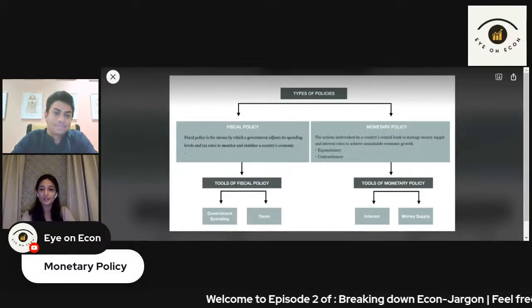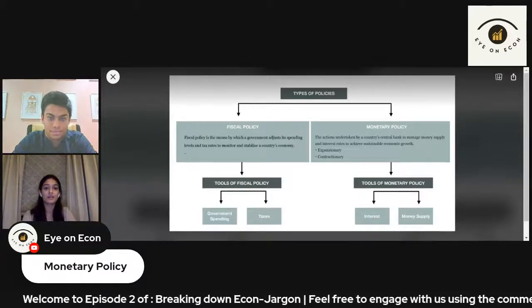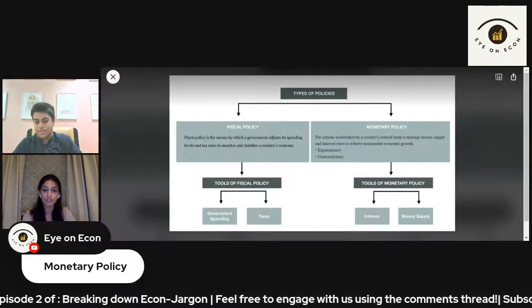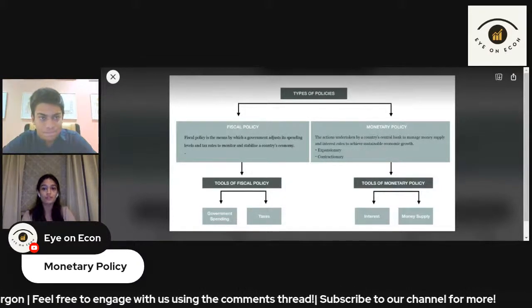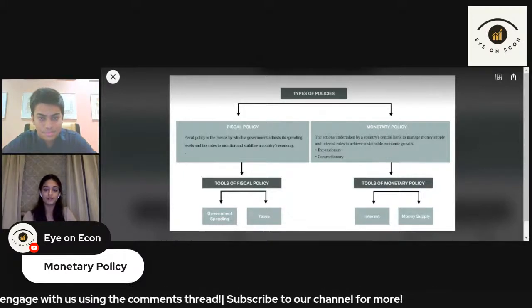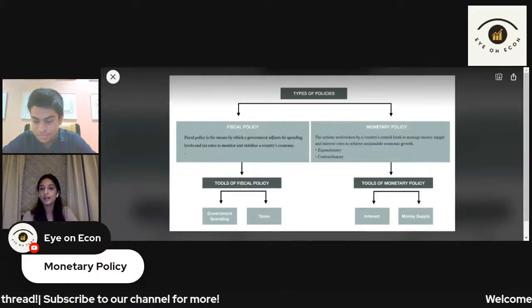Okay, so the next one is monetary policy. Monetary policy basically refers to the actions which are undertaken by the central bank of a country to control the money supply and achieve economic growth. So monetary policy can, again, be based on whether they want to expand the economy or contract the economy.